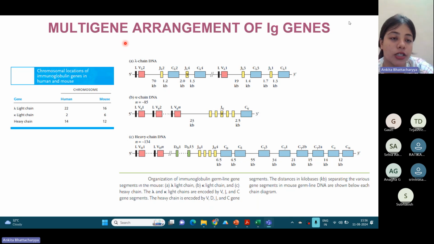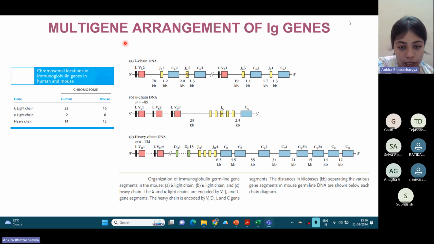That if there is damage in DNA in one region, it will lead to loss of DNA or some sort of damage to DNA for all of these different gene segments. So it is a way to prevent complete loss of immune defense from an individual.